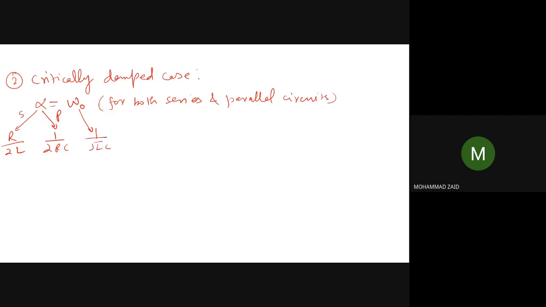The response for both series and parallel RLC circuits can be written in the form that current or voltage or any other quantity can be written in the form e to the power minus alpha t. This is, I am telling you, the final generalized expression which you can directly use: e to the power minus alpha t times (A1 t plus A2). Okay. So these expressions are only simplified. For example, if alpha is equal to omega naught, then you know that s1 and s2 will be equal to minus alpha.